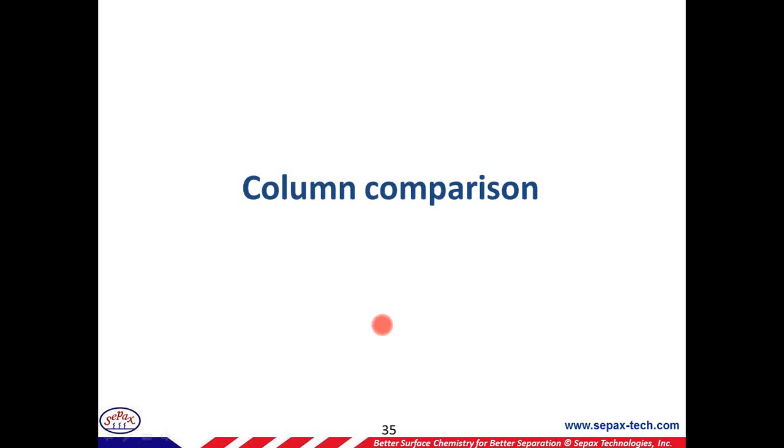So on the market, there are already a lot of cation exchange columns for mAb separations. We want to compare our column to some other columns on the market and see the different surface chemistry and what kind of effect it has on the separation.